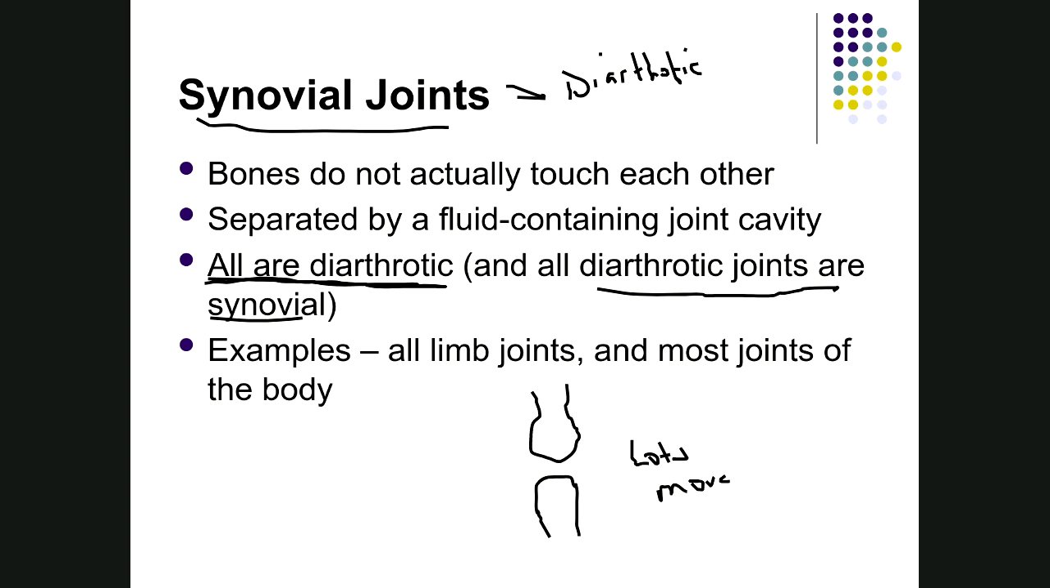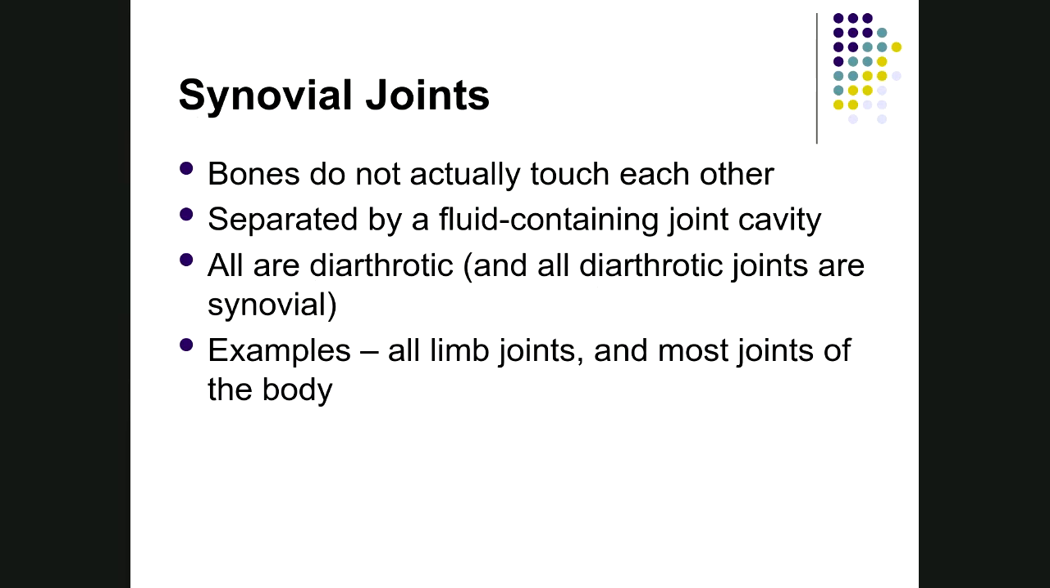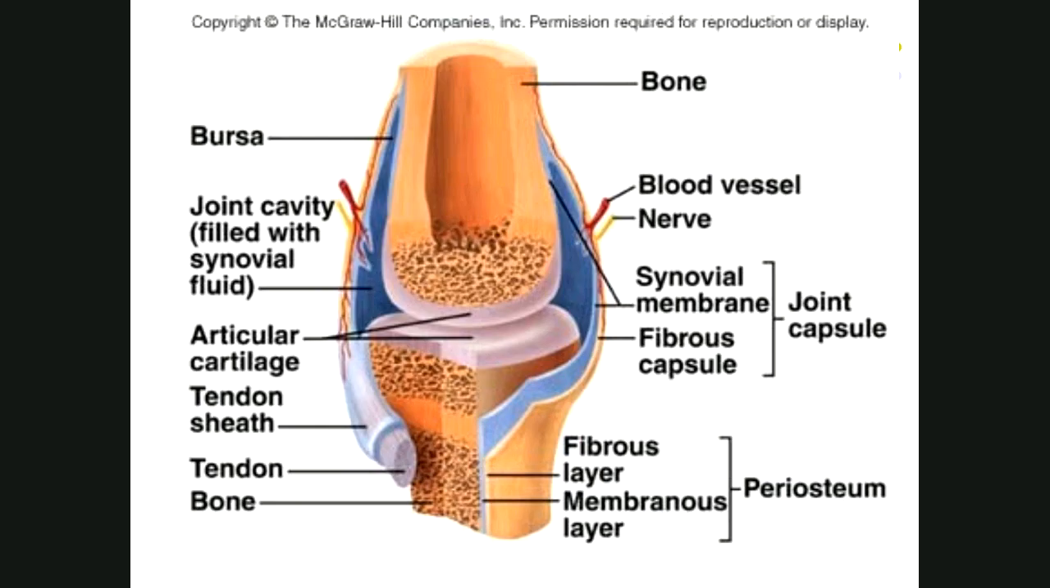So when we look at this, we're going to see a joint cavity, and that cavity's got fluid in it. So there's a fluid-filled joint cavity. If we look at one, they look like this. Here's a bone, and here's a bone. And look, there's a space here, and in that space we have fluid. It's called synovial fluid.